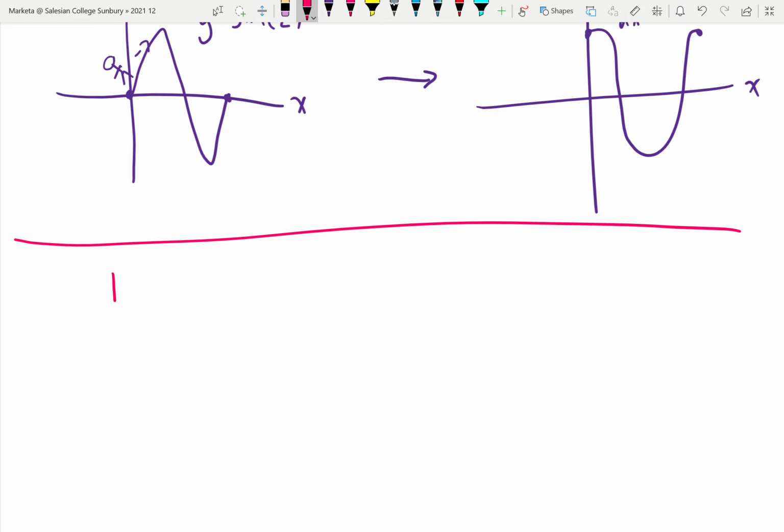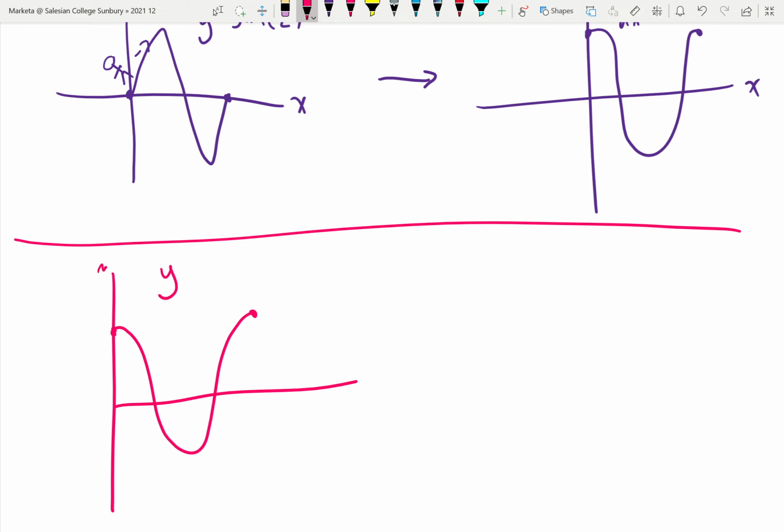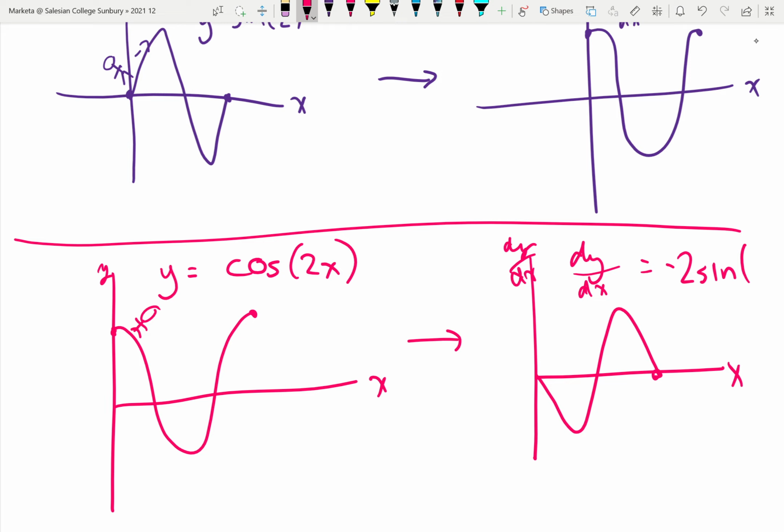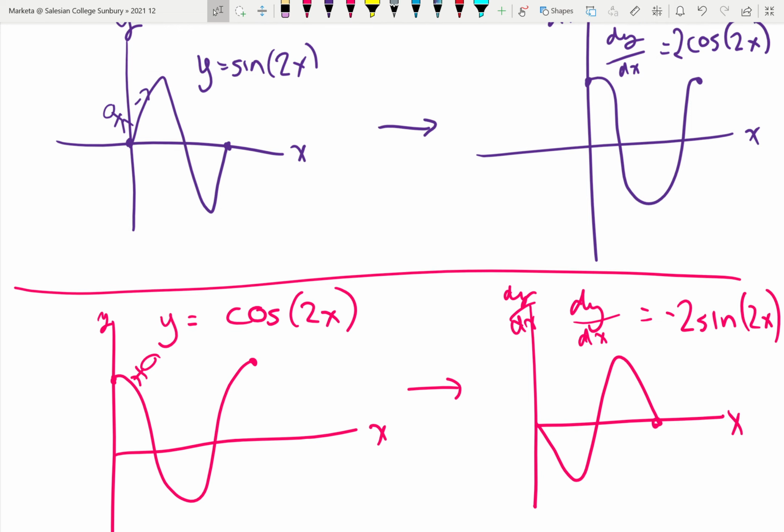If we were going from cos, so cos of course looks like this, and that's y equals cos x, and let's again call it cos 2x. And then if we derive that, that's going down the hill first. It's a negative gradient, so it looks like this. So this would go to dy/dx equals negative 2 sine 2x. So the point I'm making is that when we derive, that's how it looks. We go cos to negative sine and we go sine to positive cos.